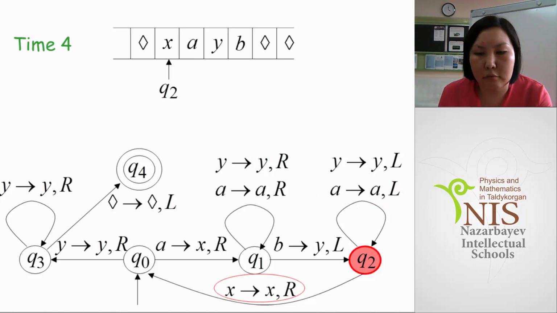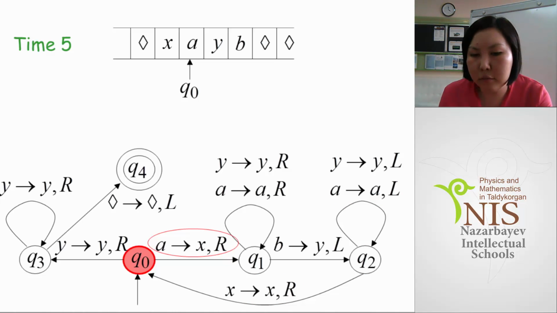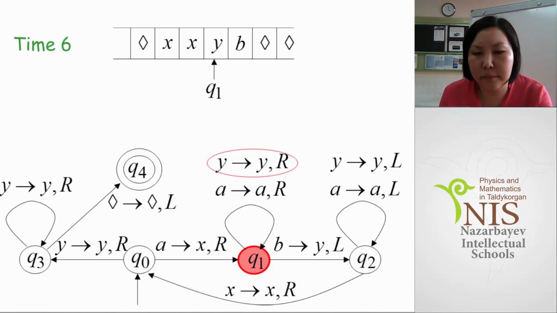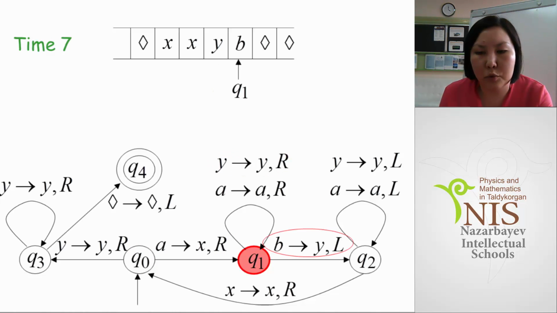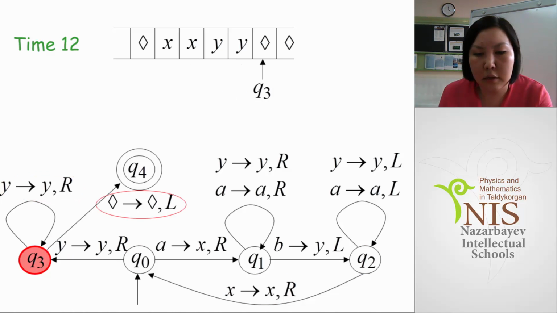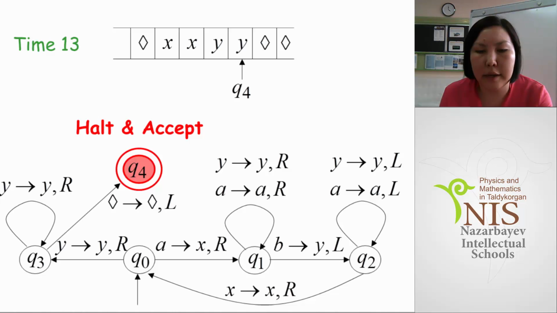Let's look again. From the beginning, the next leftmost A is changed to X, the leftmost B is changed to Y, checking everything again. Now we came to blank, and therefore it is an accept state and it halts.